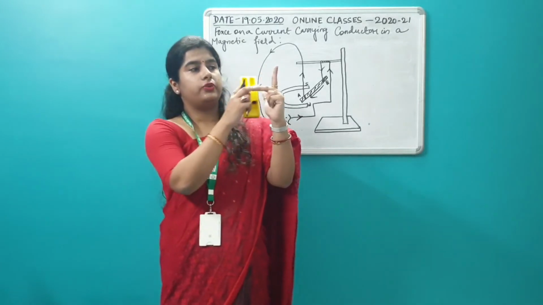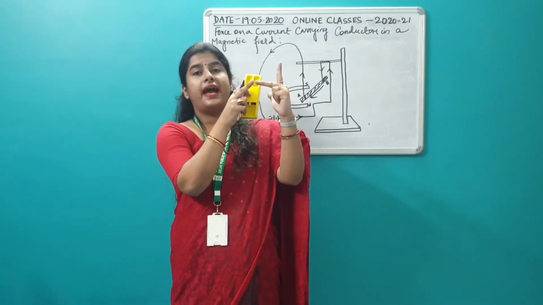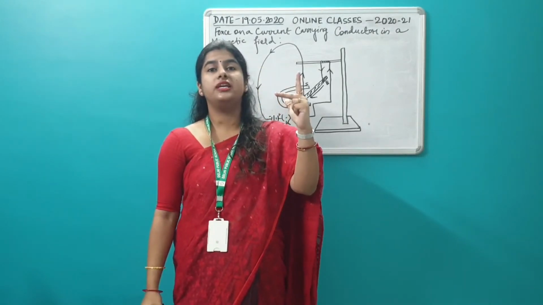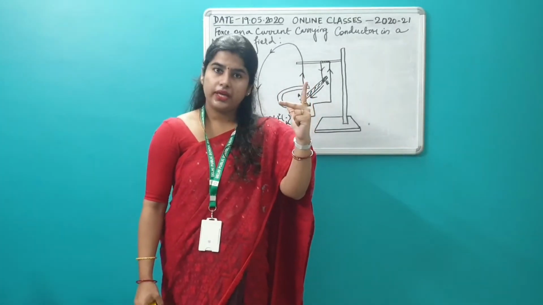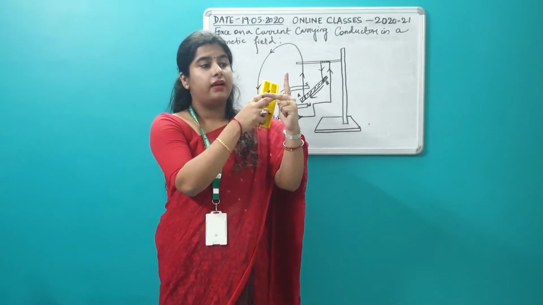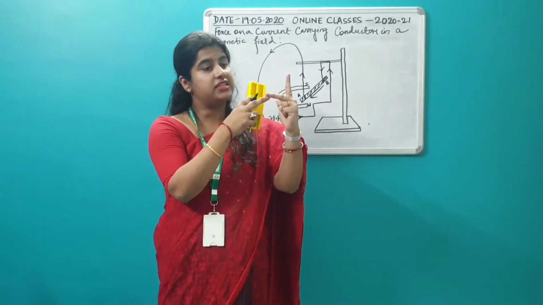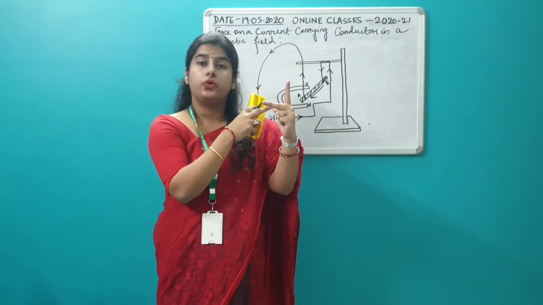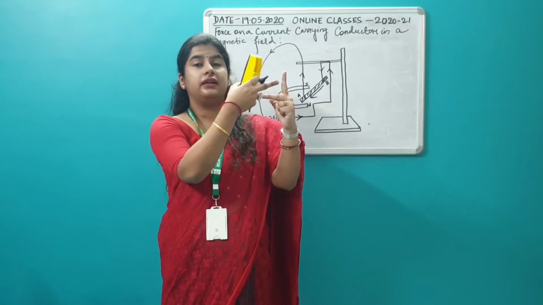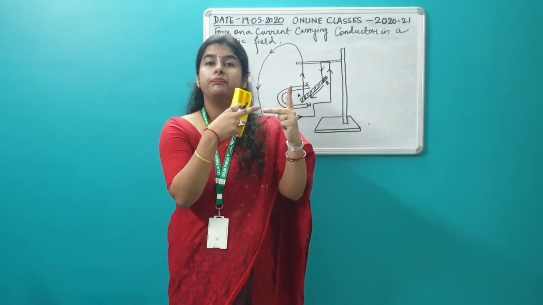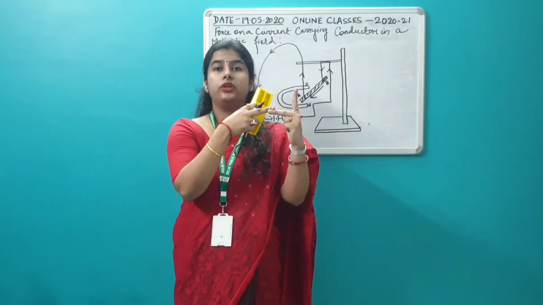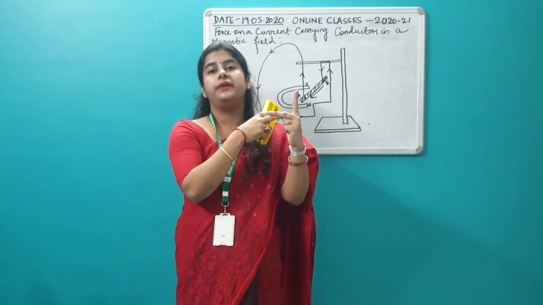This is how you are going to place your three fingers. You can see the forefinger, your thumb and your middle finger, all three are at right angles, mutually perpendicular to each other. This forefinger represents the direction of the magnetic field, the middle finger shows the direction of the current, and the thumb shows the direction of the force. When the magnetic field and the current are perpendicular to each other, this force will be maximum.